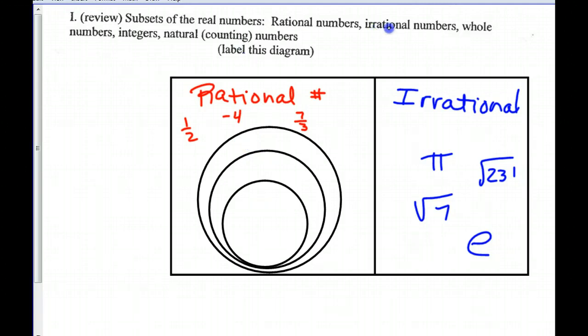Anybody figure out what the smallest subset is here? The smallest one would be your natural or counting numbers, because it only has 1, 2, 3, 4, 5, and so on. Okay, if we included 0, do you remember what we called it then? The whole numbers? Which is kind of weird because 0 doesn't seem like it's a whole anything, right? But then what if we included the negatives? It's the integers.